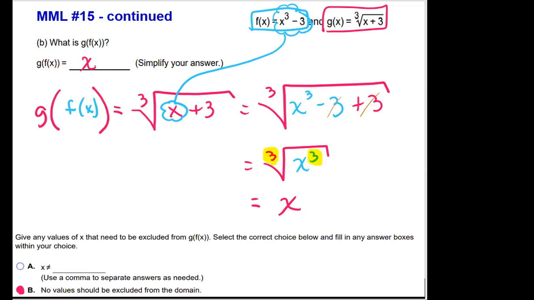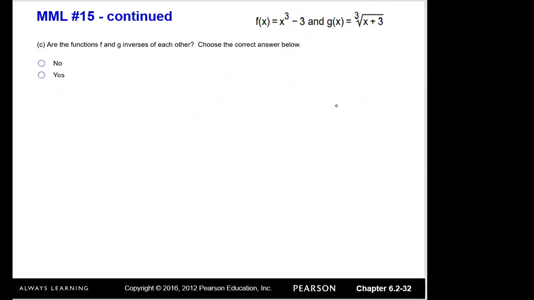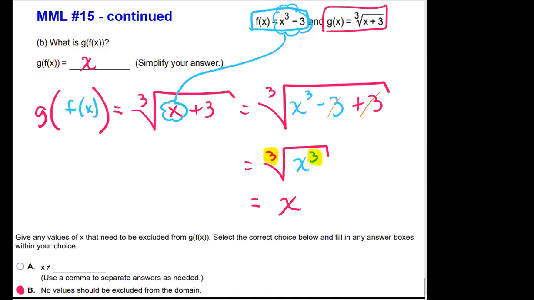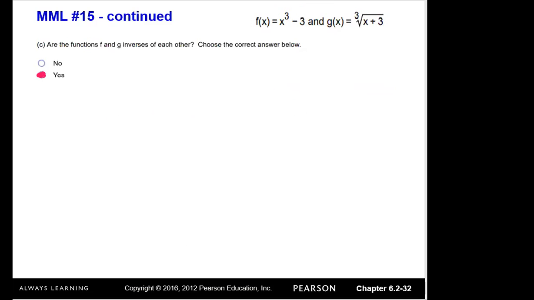And then 32, I could have squeezed this in, but are the functions f and g inverses of each other? Yes, because they both came out to be x's. Remember, if they both equal x, they're inverses of each other. So, sorry, I guess I could have crammed that on here at the bottom, but I don't know. I write kind of big sometimes, so sorry about that. Extra slide.